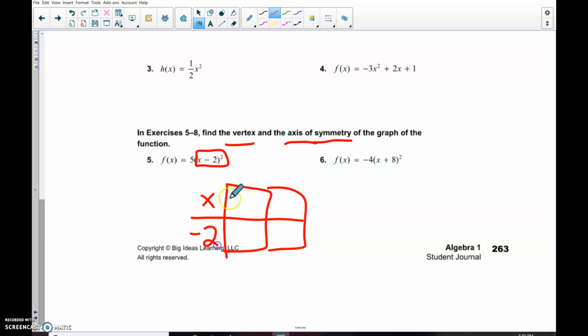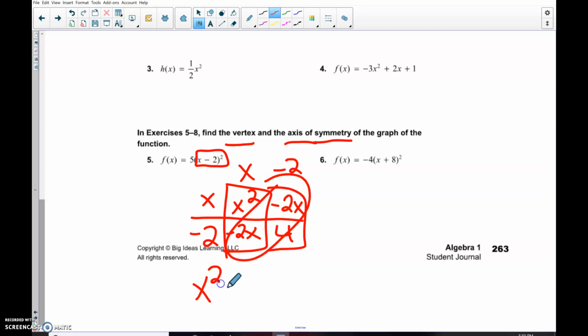So I have x and a -2, and then x and a -2. All right, so x and x is x squared, x and -2 is -2x, x and -2 is -2x, then -2 and -2 is a +4. Remember, if I do this correctly, I should be able to combine that. So I get x squared minus 4x plus 4.